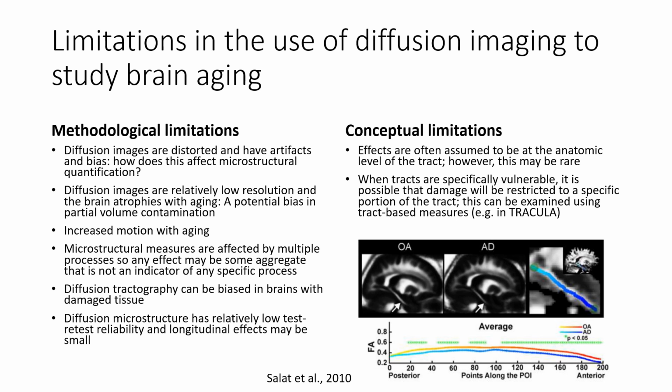Diffusion images are relatively low resolution, and the brain atrophies with aging. There is therefore potential bias in the partial volume contamination, which refers to the mixing of tissue constituents within a voxel, with the older adults having more gray matter or CSF contributing to some regions measured, which would represent a macrostructural as opposed to a pure microstructural effect. This effect is particularly pronounced in the fornix, which is a region that has been highlighted in various diffusion studies. Increased motion with aging.